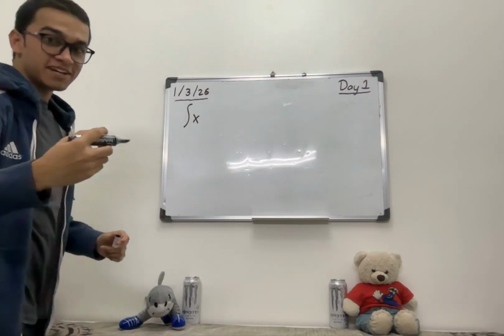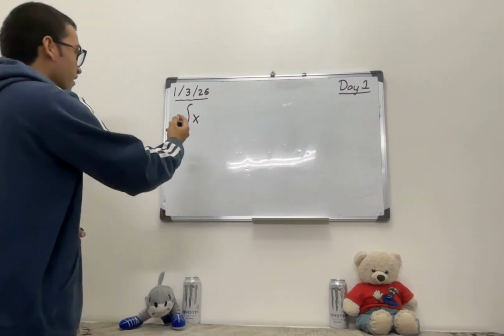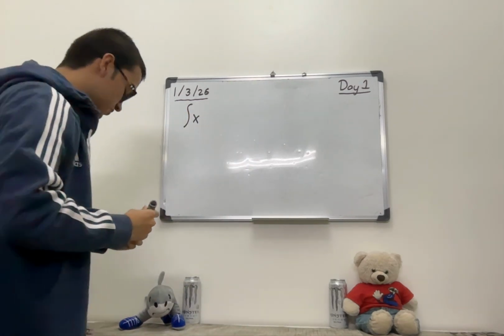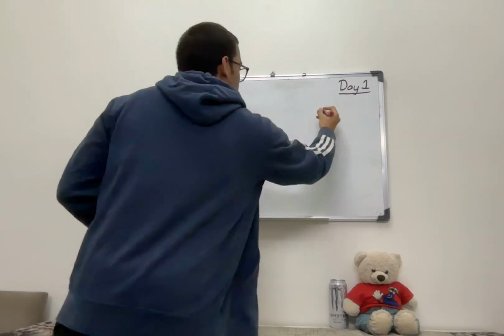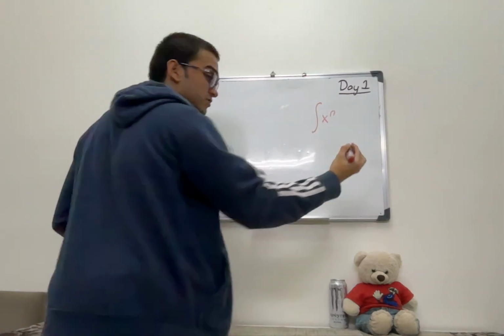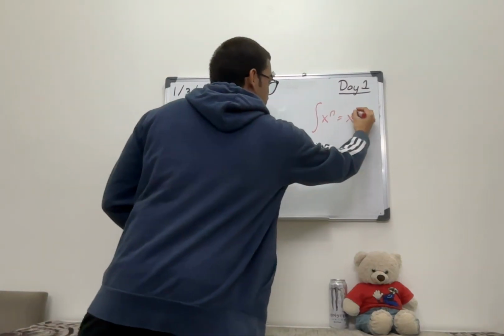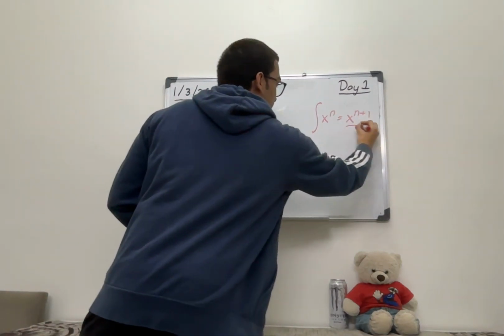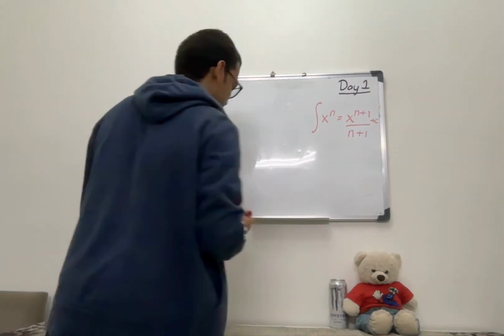Now I'm gonna try teaching along with when I'm trying to solve it. So to solve the integral of x, you have to use the power rule for integration. Let me find another marker. Okay. So the power rule for integration is the integral of x raised to the power n, which is any number, is equal to x raised to the power n plus 1 by n plus 1 plus c, of course.